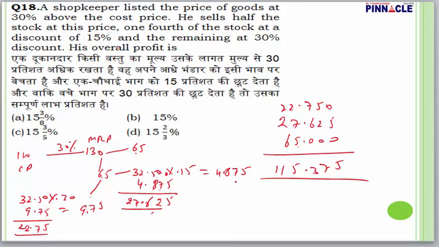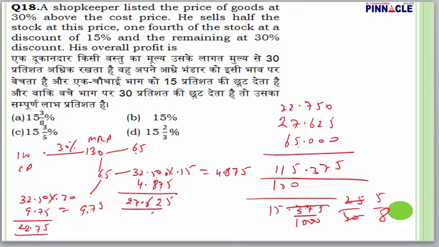What is the question? His overall profit. The difference would be 15.375, which is 15 plus 375 by 1000, that is 15 plus 3 by 8, so A should be the answer.